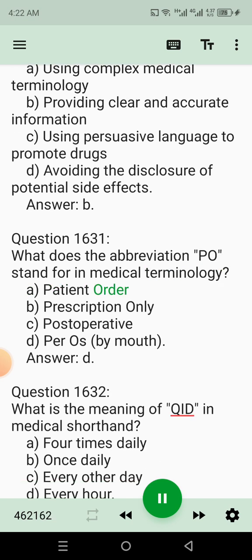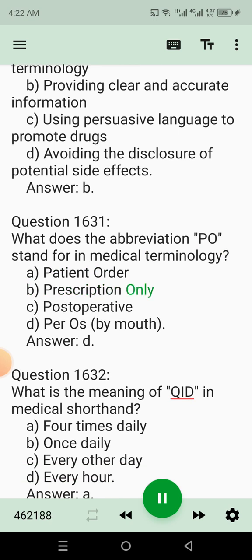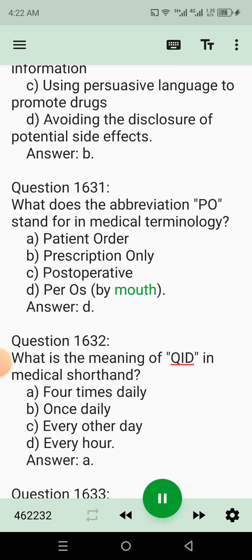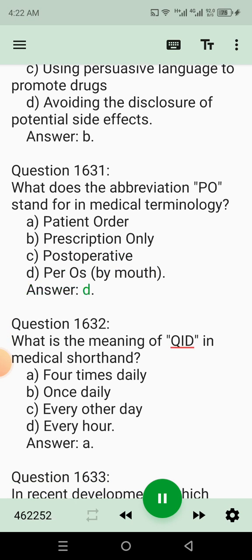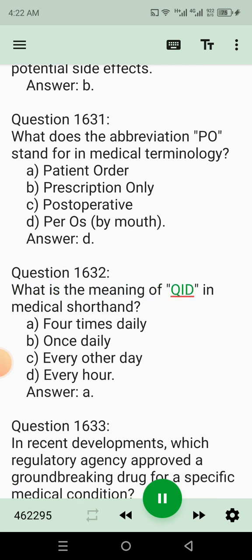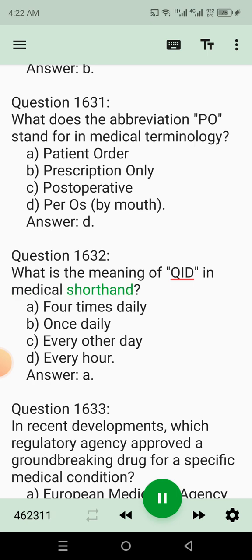Question 1631. What does the abbreviation PO stand for in medical terminology? A. Patient order. B. Prescription only. C. Postoperative. D. Per os, by mouth. Answer: D.